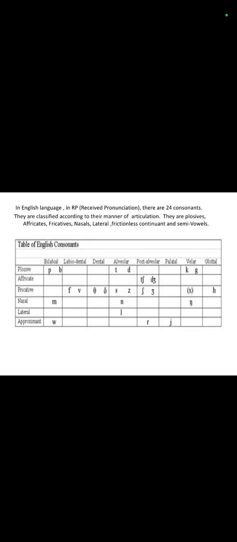Friends, let us see plosives today. In English language, in British received pronunciation, there are 24 consonants. They are classified according to their manner of articulation. They are classified as plosives, affricates, fricatives, nasals, lateral, frictionless continuant, and semi-vowels.